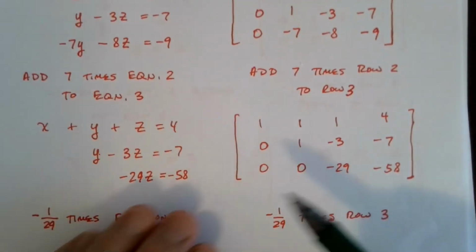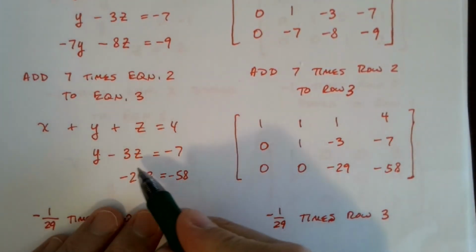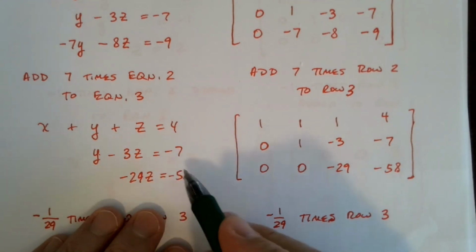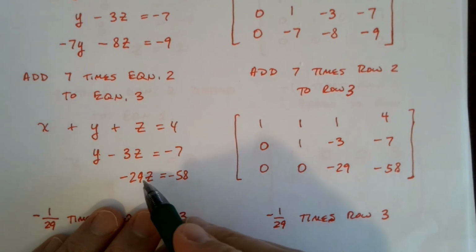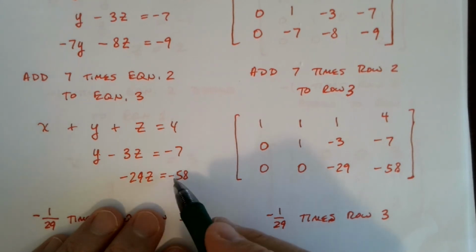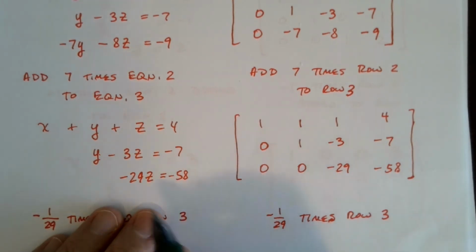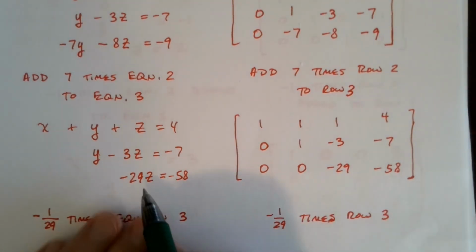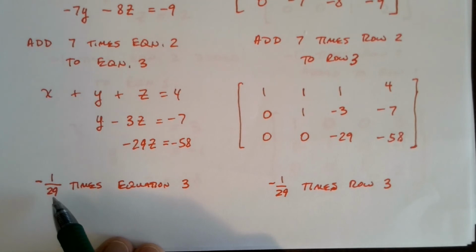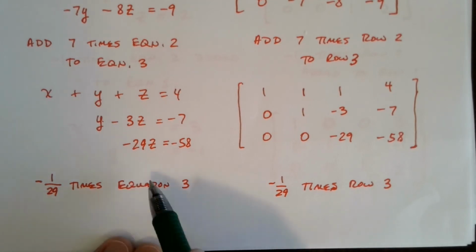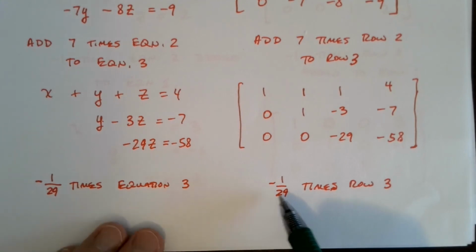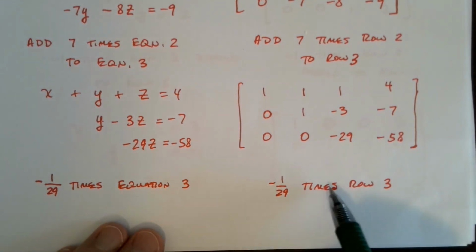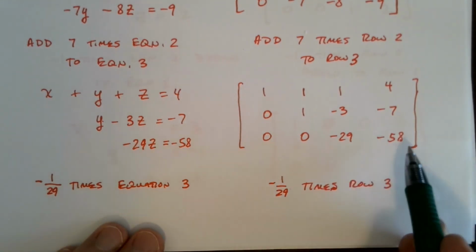Right? And at this point you say, well, now I have this equation. I can solve for z. How would you solve for z here? You'd say, well, if negative 29z equals negative 58, I would divide both sides by negative 29. Yeah, you divide. But we can also multiply by what? The reciprocal. It's the same thing. Multiply by negative 1 over 29. Right? I can multiply that equation by that and solve for z. Of course, here's the corresponding row operation. So the row operation would be just multiply row 3 by negative 1/29. Okay?